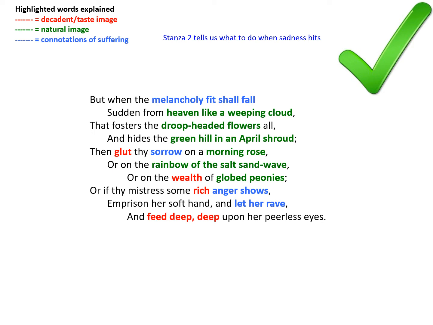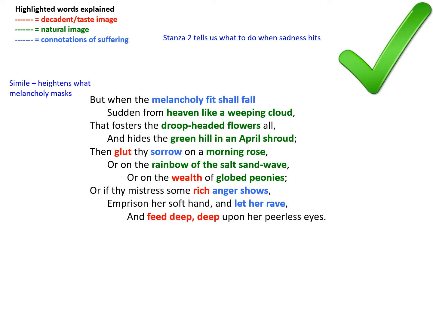It's this idea that melancholy can mask the true beauty of what could be heaven because we only see the weeping cloud in front of it. And then this idea that fosters the droop-headed flowers. Nature is dying quickly because it doesn't get the nourishment it needs and hides the green hill in an April shroud. So that's got several different interpretations. You can't see what's glorious because it's hidden. But the shroud of April, well, April showers, is that some sort of weird pathetic fallacy reference to rain that just never stops, never relents?